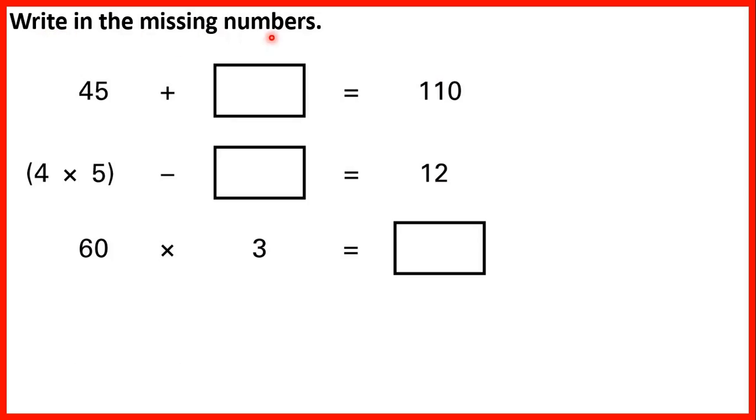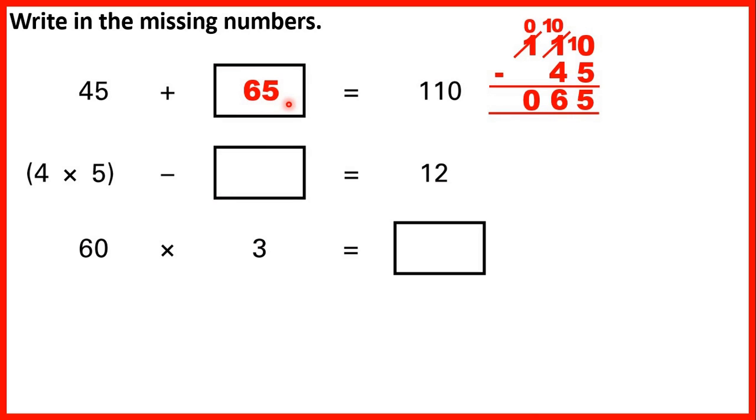Write in the missing numbers. First, 45 plus something equals 110. So whenever we have a missing number addition problem, we can always use subtraction to find our missing number. So we need to work out 110 minus 45. To do that, we can use column subtraction, and that gives us our answer 65.